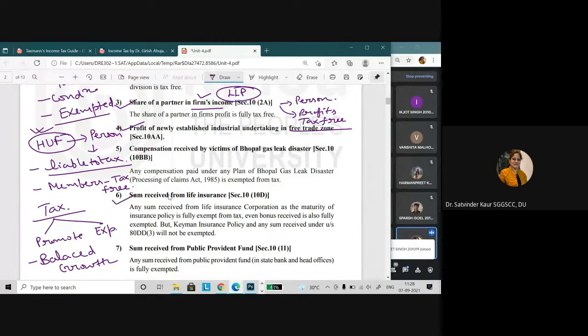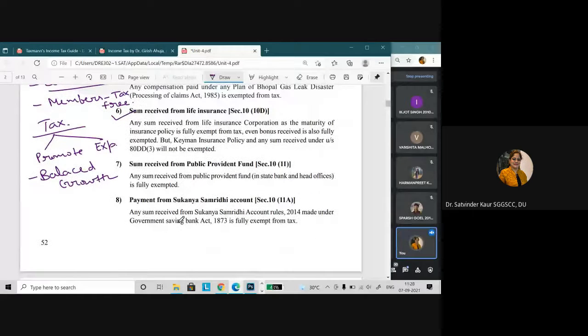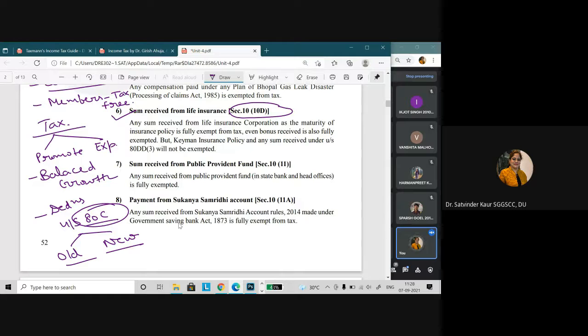Then the sum received from a life insurance. We'll discuss the details, and certain concepts of deductions under section 80C also come in, where again we have to choose between the old regime and the new regime. Whatever deductions or exemptions we are claiming under section 10, the same cannot be claimed again; just as income cannot be taxed twice, deductions cannot be claimed twice on the same amount.